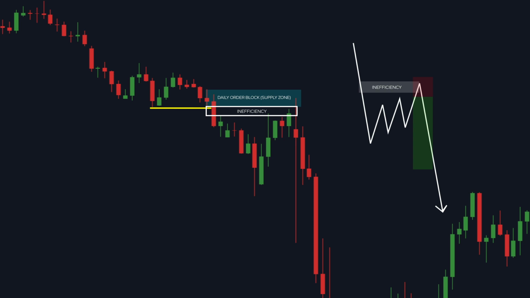So, it just gives you a bit of an indication of what's potentially going to happen next, or what's going to happen sooner or later, and it will help you have an edge over the market, especially when you start looking at the lower time frames for execution.